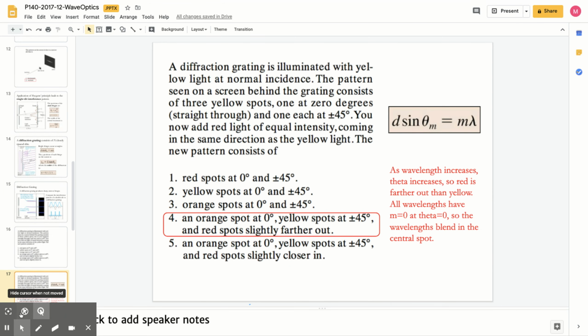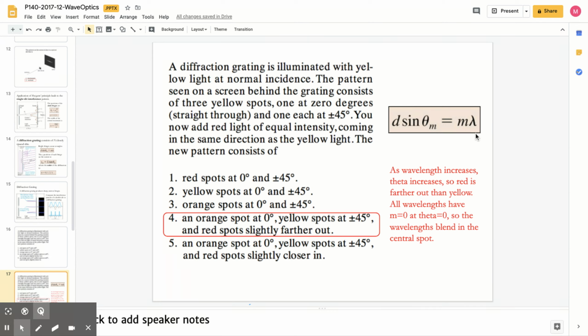I'm just going to skip. A diffraction grating is illuminated with yellow light. The pattern seen on the screen behind the grating consists of 3 yellow spots, one at 0 degrees straight through and one at 45 degrees on each side. You now add red light of equal intensity coming in the same direction as the yellow light. The new pattern consists of an orange spot at 0 degrees, yellow spots at 45, and red spots slightly further out. So as wavelength increases, theta increases.